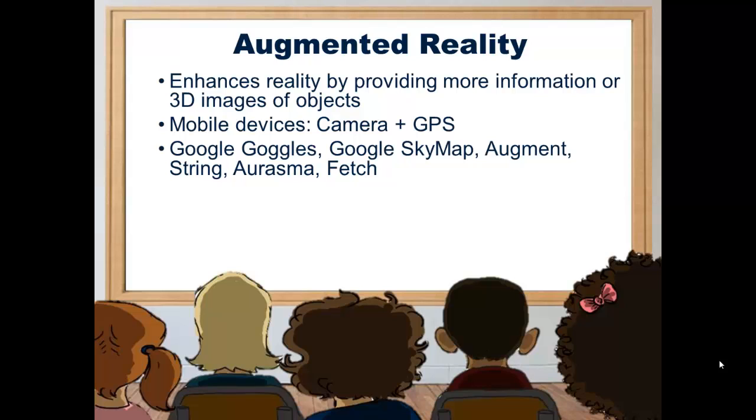Google Goggles, Google Sky Map. I love Sky Map because you can look at the stars in the sky and it can help you identify what the constellations may be. There's Augment, String, Aurasma, and even Fetch. All of these tools do different things, from displaying 3D images that you can manipulate on your phone, to giving you more information about things like paintings or famous buildings or sites or even people around you.